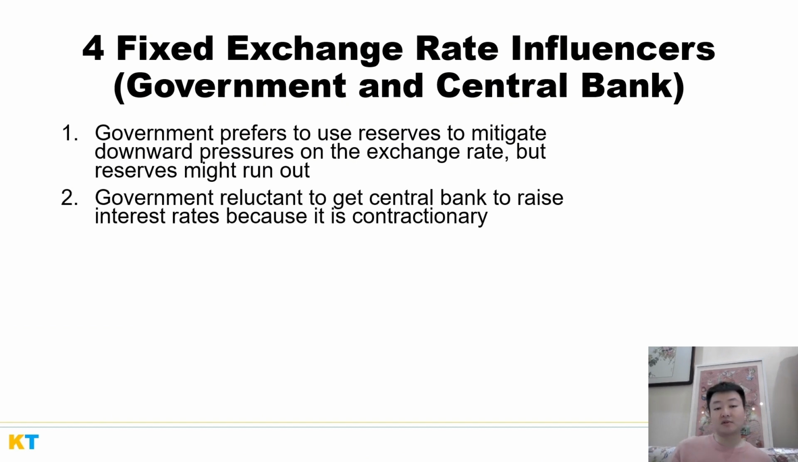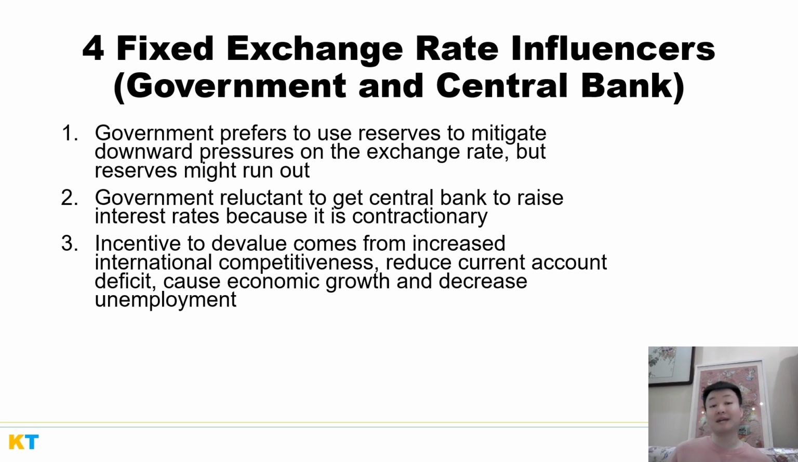The government is also reluctant to get the central bank to raise interest rates because it is contractionary. So the second influencer of fixed exchange rates is the interest rates, but the government doesn't like to change the interest rate to influence the exchange rate because it might influence the economy at large. So increased international competitiveness is also an influencer of the fixed exchange rate. There's an incentive to devalue in this situation because we want to sell more exports.